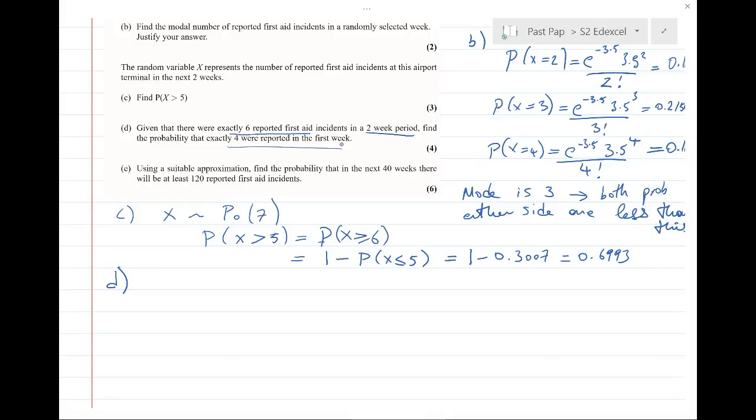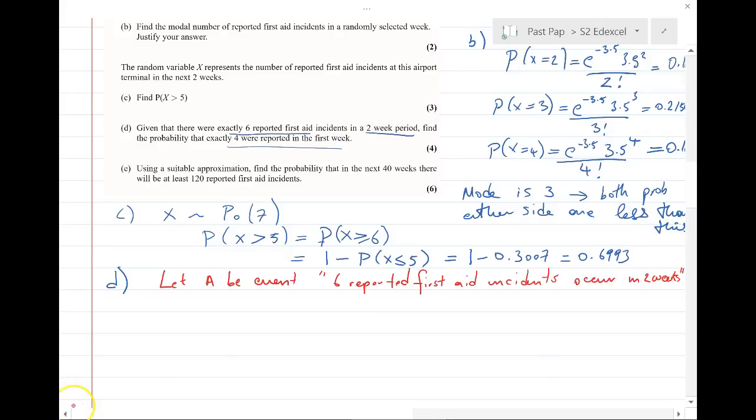I'm going to set it up to try and get our symbols right and simplify it a bit. Let A be the event that 6 reported first aid incidents happen in 2 weeks. I probably should have made my letters the other way around, but it doesn't really matter. Then we can say let B be the event that exactly 4 were reported in the first week.